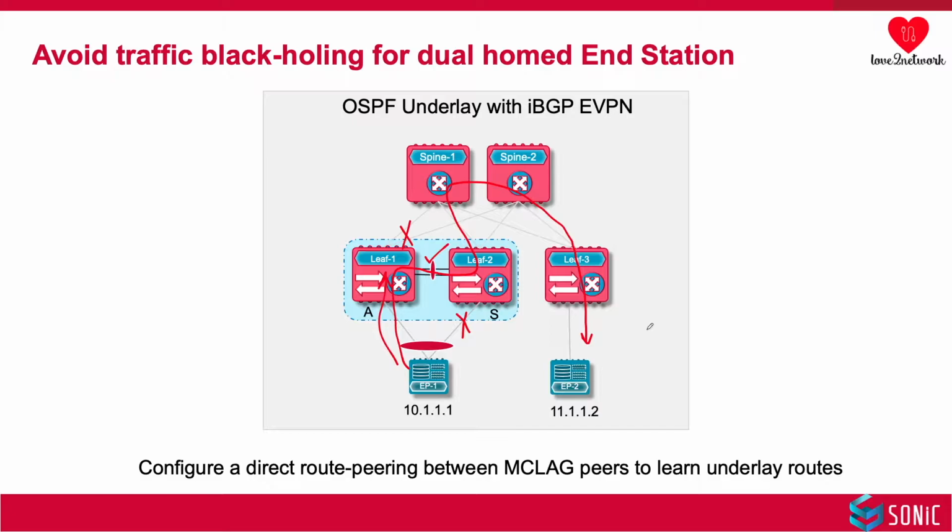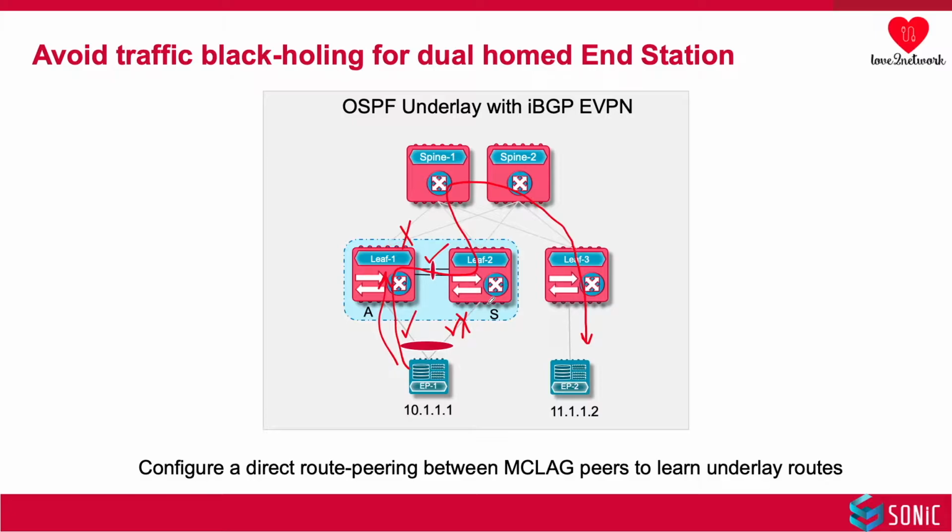Please note that when we have this direct OSPF pairing between leaf 1 and leaf 2, your peer keep alive link will never go down, which means that both of these links between endpoint 1 and leaf 1 and leaf 2 will remain up. So definitely we are not using the most optimal path between endpoint 1 and endpoint 2 for communication. So how can we fix that?